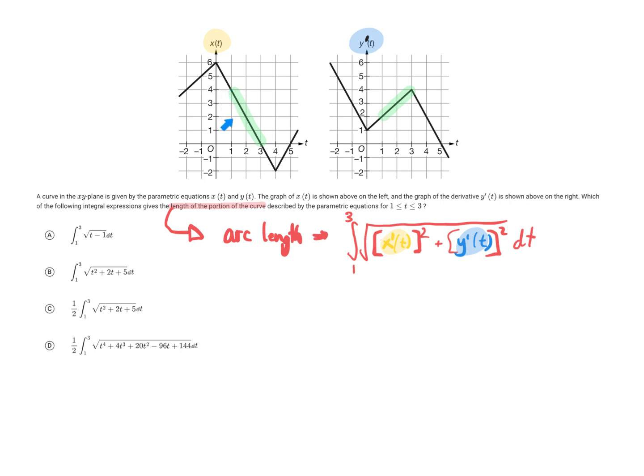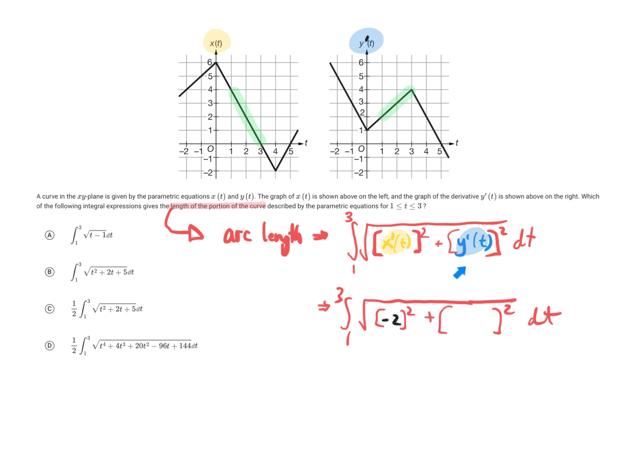Rise 1, 2 down, and 1 to the right. So we can easily see that the slope there is negative 2 over 1. So x prime of t, which is the slope of x with respect to t, is negative 2 over 1. So that leaves us with y prime of t. And y prime of t is what this graph represents.